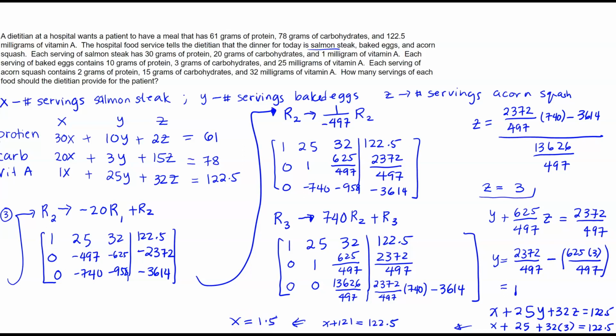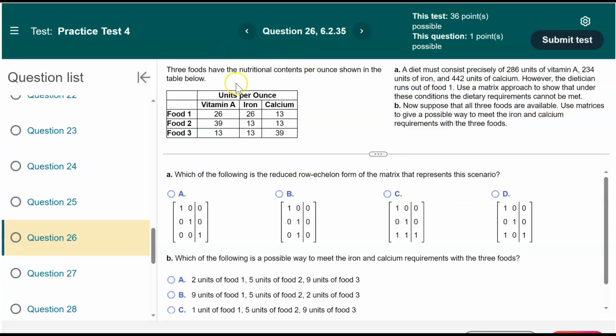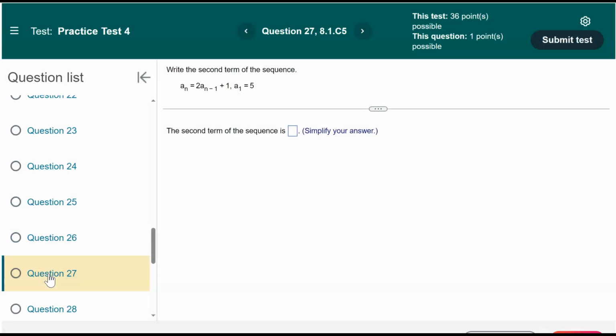So that means you need 1.5 servings of salmon steak, 1 serving of baked eggs, and 3 servings of acorn squash. If you do that, you will meet the requirements that the dietitian wants the patient to have for that meal. All right, so I'll just skip number 26. You can do this. The good thing here is that the table is already given. You just need to set up your system of equations and then use the Gaussian elimination method to solve the word problem.